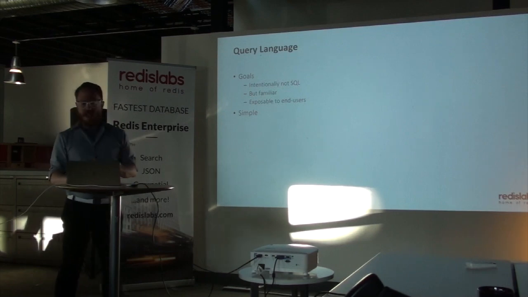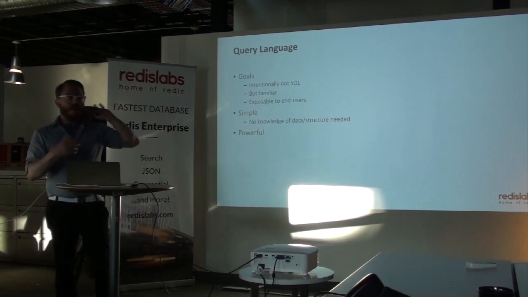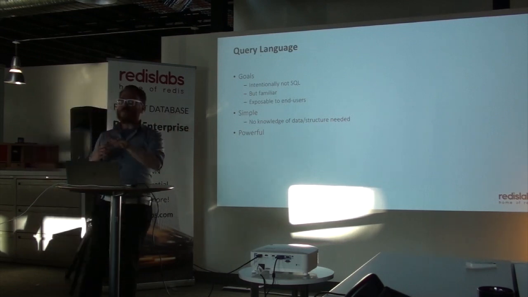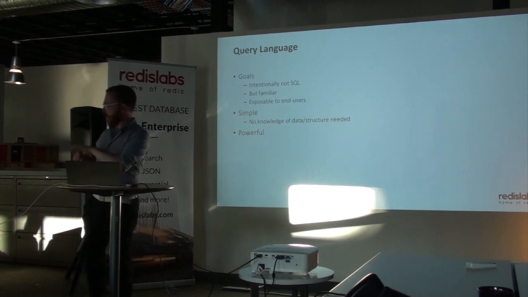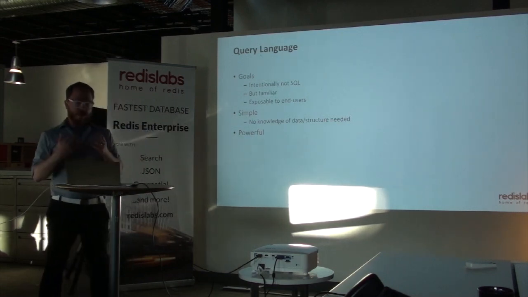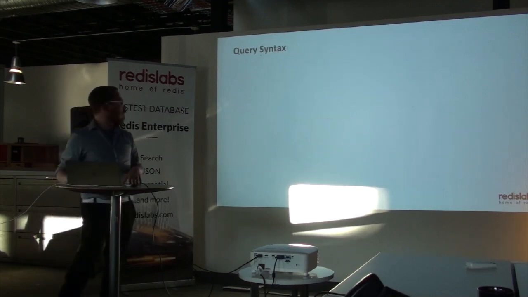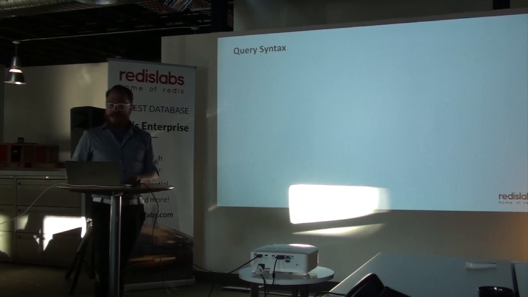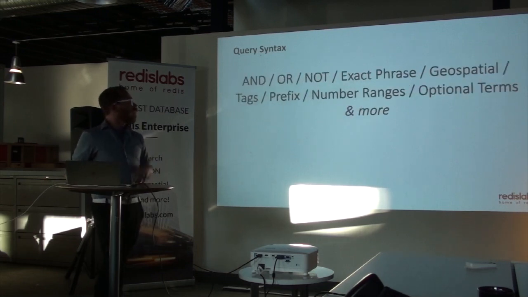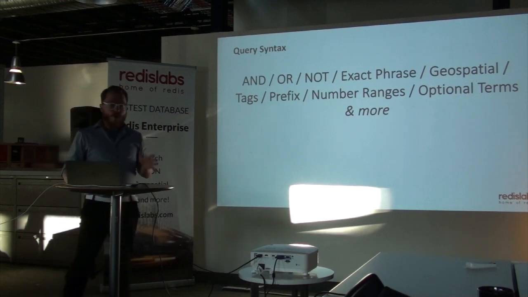But then we have, on top of that, a power that you can have to find things and zero in on things. So it's both exposable to end users and very simple, with no knowledge of the underlying data needed to be able to use it. And it also needs to be completely powerful and find lots of different stuff. So let's go over the query syntax. I'll give you an example of what we can do. This is the and, or, exact phrase, geospatial, tags, prefix, number ranges, optional terms, and more.